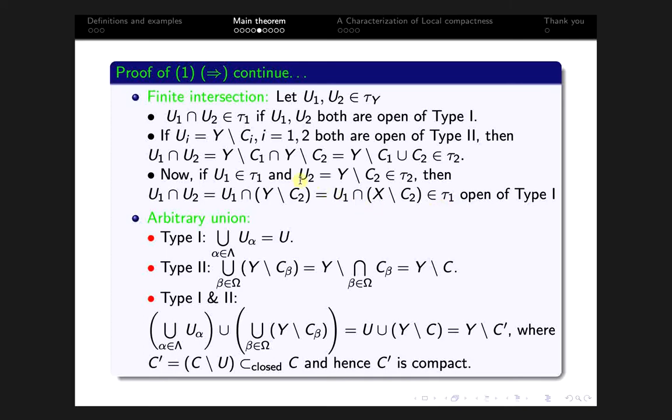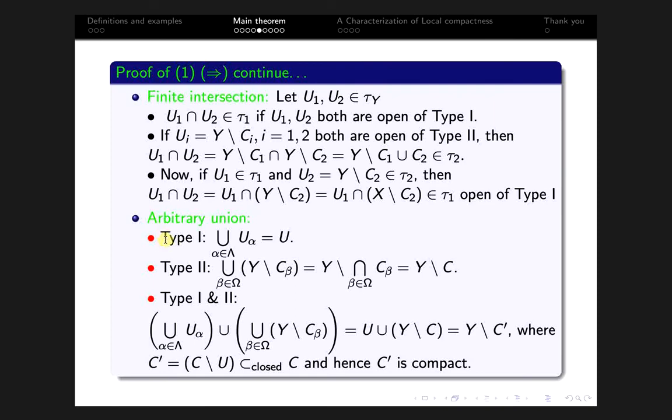Okay, so therefore we have proved that tau Y is closed under finite intersection. Now the third condition to prove that tau Y is a topology on Y, we have to prove tau Y is closed under arbitrary union. Basically here the arguments are basically the same.